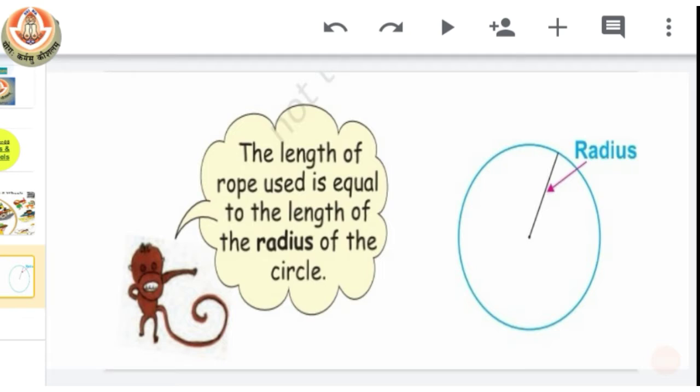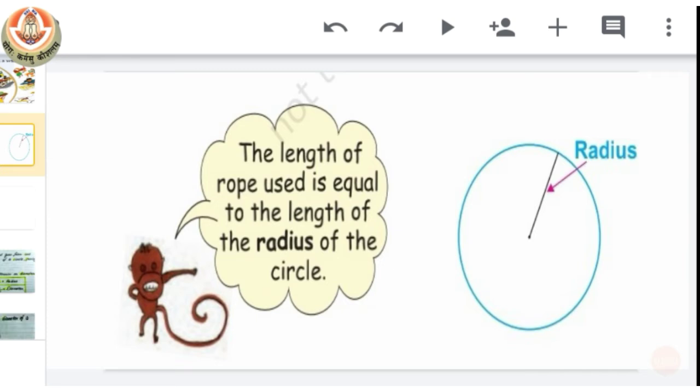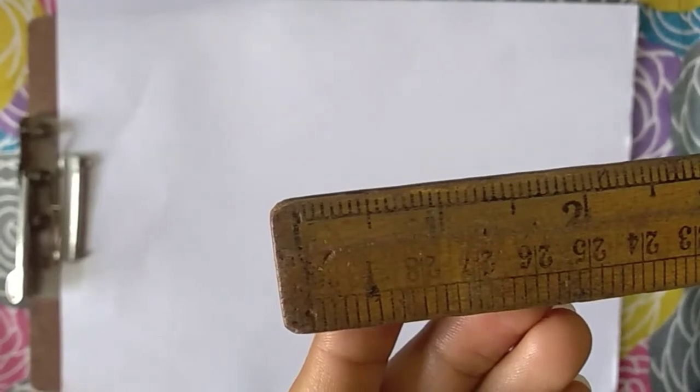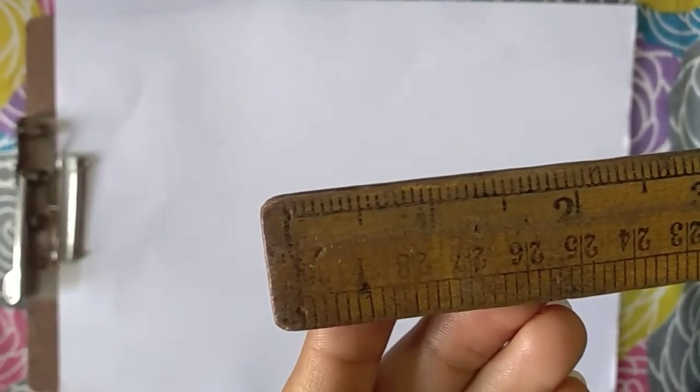So we know that the length between the center of the circle and the arc of the circle, that length is known as the radius of the circle. Okay, so let's see what radius is exactly. First of all, we have to learn how we can look at a scale.